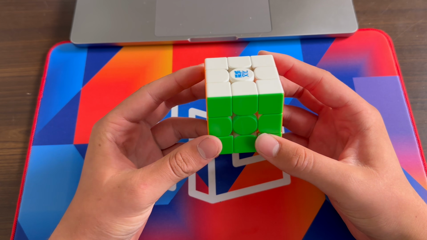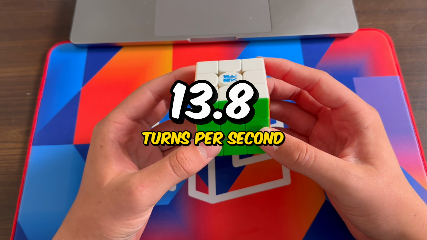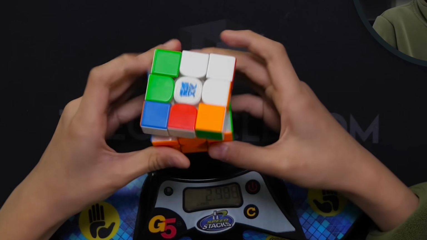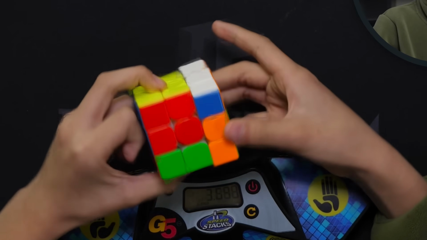This was a really interesting solve because it was so basic. Yiheng just had incredible look ahead and turn speed. And he was able to look ahead into his last layer so nice. Like he predicted OLL and PLL. It was so clean.